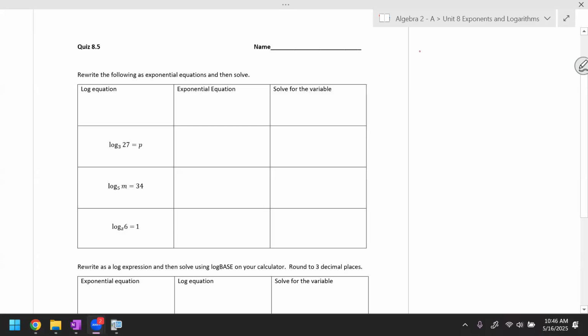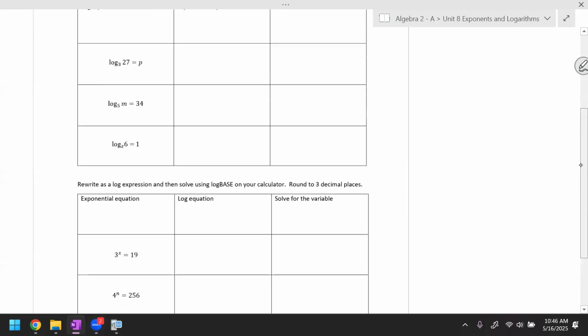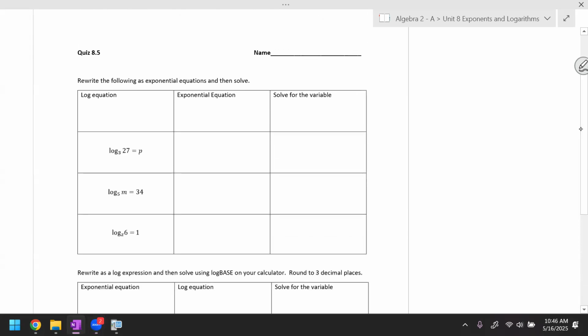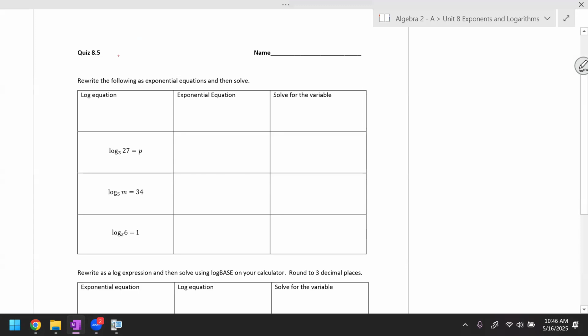Okay, let's solve mini quiz 8.5. This entire mini quiz mainly tests our ability to convert between exponential equations and logarithmic ones. And the thing to remember here before we even start is just a basic way of doing that.